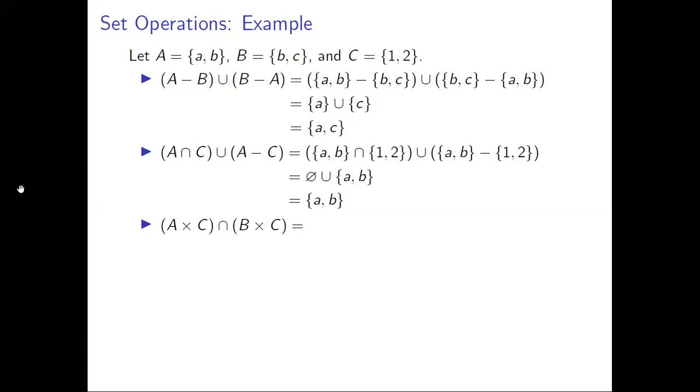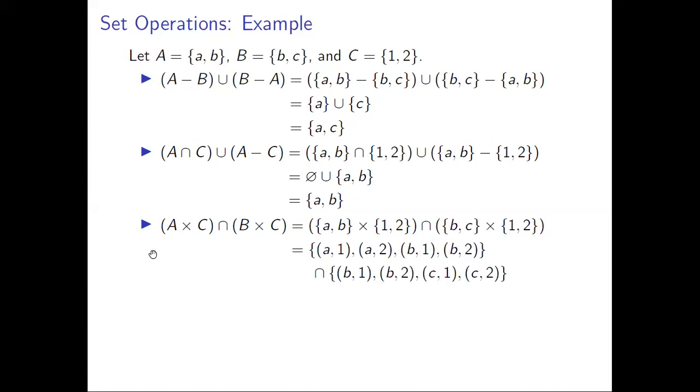Another example, again with A, B, and C. So here we're involving a Cartesian product, the intersection of A cross C and B cross C. Okay, so we first have to find A cross C, and then we have to find B cross C, and then we have to find their intersection. Okay, so this is A cross C, and then B cross C, and we want to find their intersection. I just wrote it on two lines because there isn't enough room on one line.